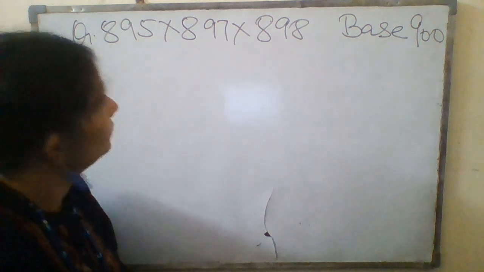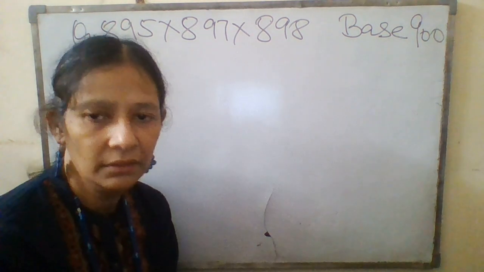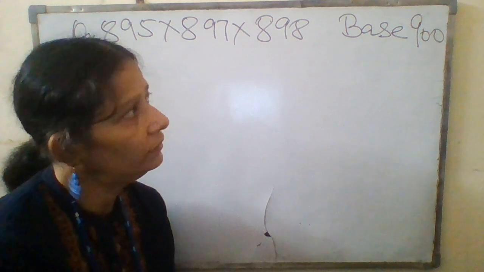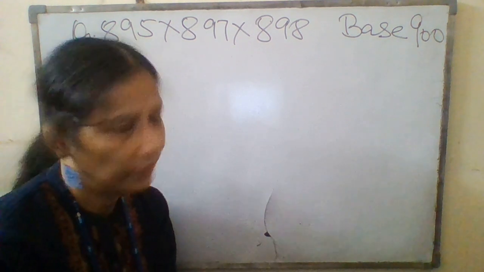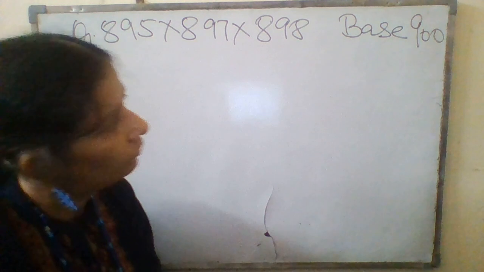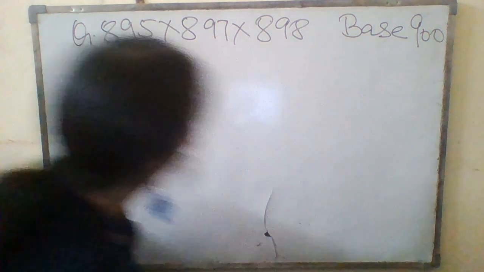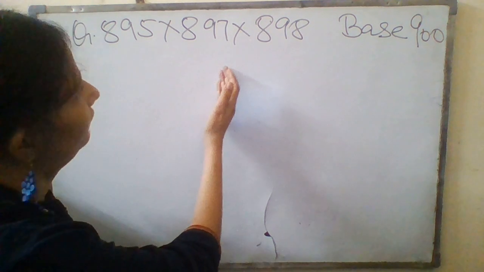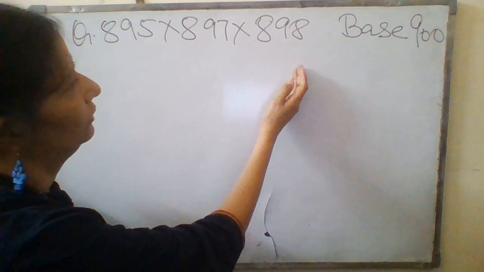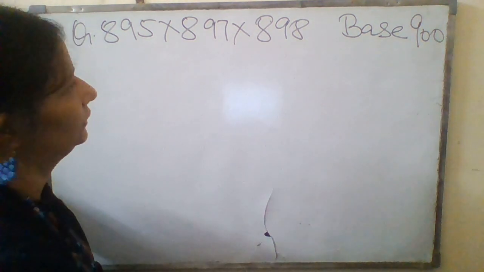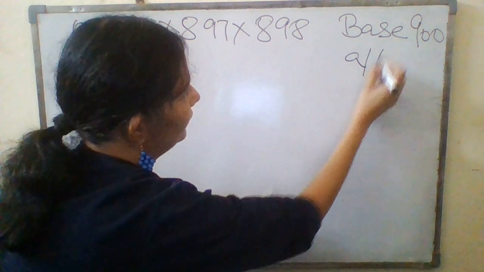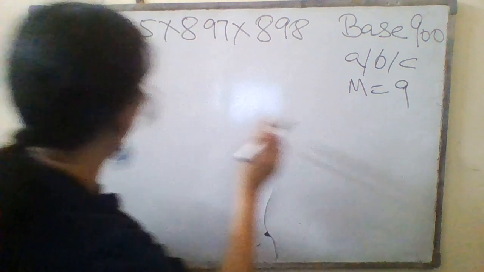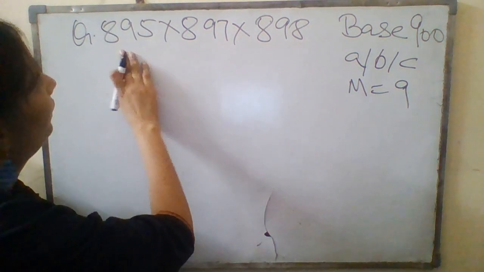See, look at this question. I have taken this question deliberately because in the end there is a very important point which I will tell you. Look at this question, why this question is important. Now see, 895 multiplied by 897 multiplied by 898. Okay, base you can clearly see is 900. You have to find out A slash B slash C. Now what is the multiplier here? Multiplier here is 9.